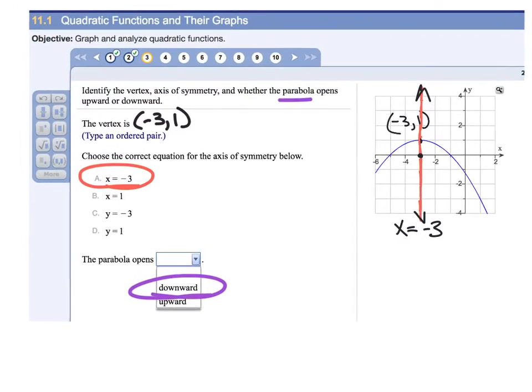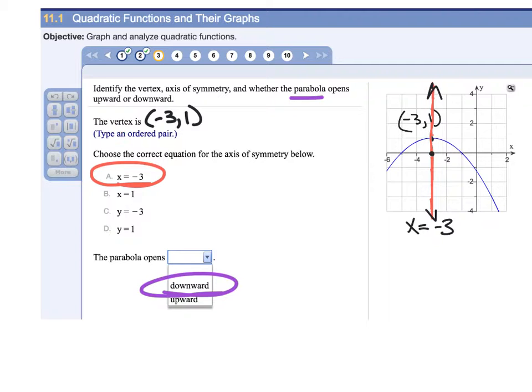So a lot of vocabulary here. Vertex, that's going to be your maximum or minimum, depending on if you have a smiley face or a frowning face. Your axis of symmetry is where that mirror image occurs. And then you have to decide if it's going to open upward or downward.